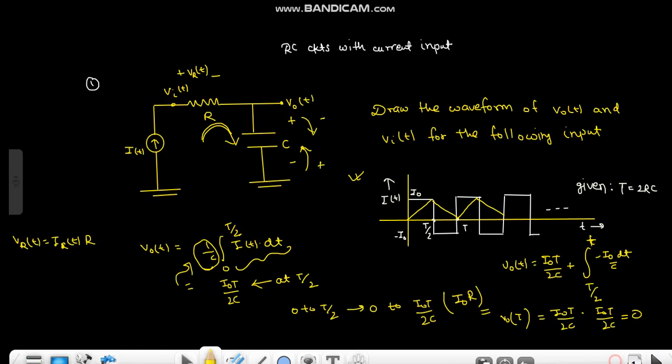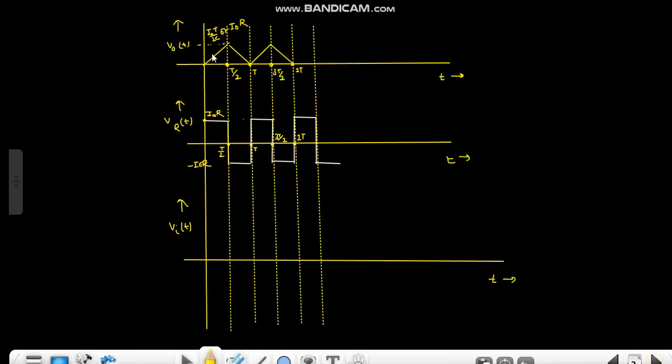Now what you need to do is draw Vi(t). So what is Vi(t)? Vi(t) is basically V0(t) plus VR(t). So you need to add both the waveforms. So where would it start from? This is 0, this is I naught R, so it would start from I naught R and will reach up to I naught R plus I naught R. So it would reach till 2 I naught R, from I naught R to 2 I naught R.